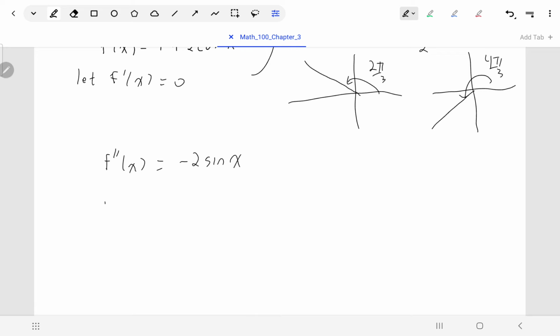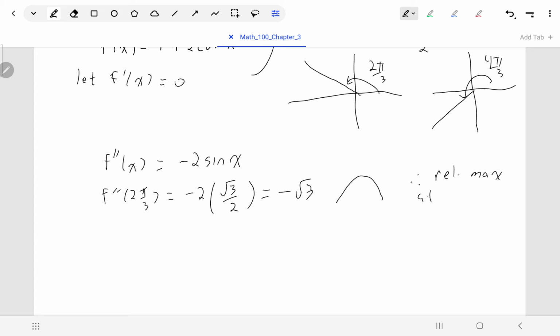So first I look at second derivative at 2 pi over 3. Sine of 2 pi over 3 is positive root 3 over 2. So I have negative 2 times root 3 over 2, or negative root 3. So our second derivative turns out to be negative, which means we are concave downward, which means that we've got a relative maximum at x being 2 pi over 3.